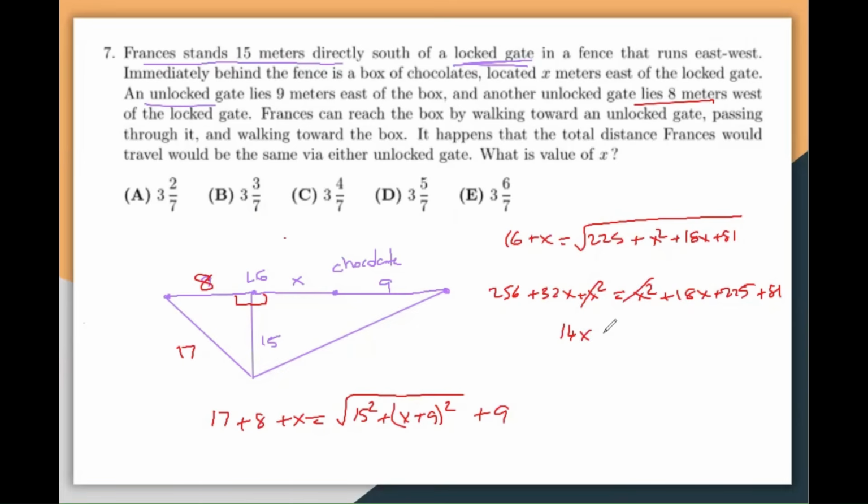So you get 14x, and you have 225 and then 256. If you subtract 225 from both sides, this is like 25 plus 6, so you get 31. Subtract 31 from both sides, so you get 50. And then x will look like 25 over 7. And that is actually what we are looking for. So from the choices, 25 over 7, that's 21 plus 4, which looks like choice C. I think that's choice C. Okay, that's number 7. Let's see number 8.